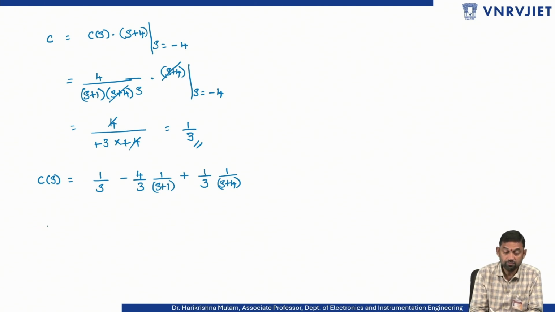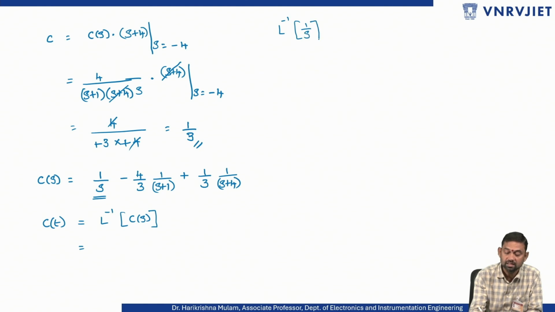Now, finally, we need to find the output, that is, the response of the system in time domain. The response of the system in time domain, C(t), can be obtained by taking the inverse Laplace transform of C(s). Let me write the formulas here. We know that the inverse Laplace transform of 1 by s is equal to 1. These are all standard formulas that you should know. So the inverse Laplace transform of 1 by s is 1, and minus 4 by 3 is a constant.